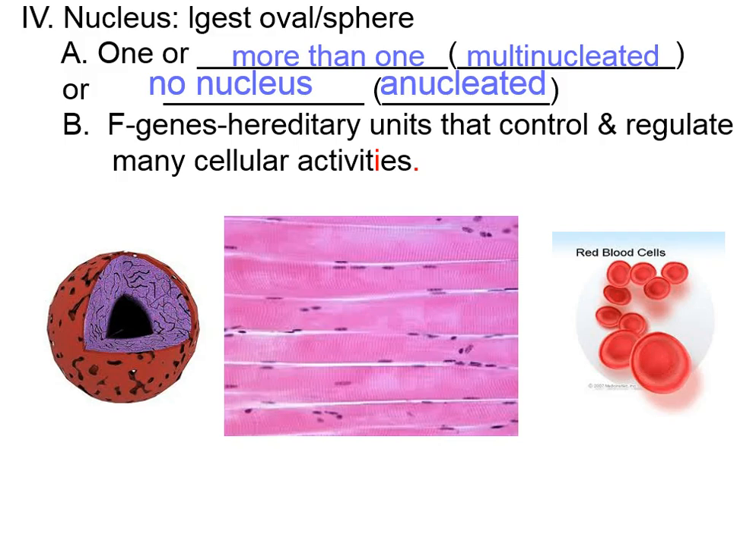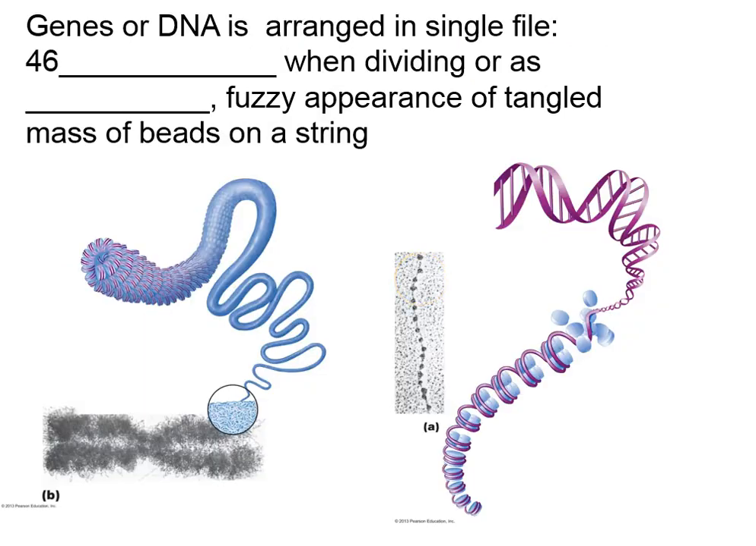The nucleus is important to a cell because that's where our genetic or our hereditary units are that control and regulate many of the cellular activities. So our DNA is found in the nucleus. Now we do have some mitochondrial DNA, but that's another lesson for another day. So most of the DNA we talk about in A&P is located in the nucleus and will contain the pattern for making proteins. Now your DNA is arranged in a single file in genes.